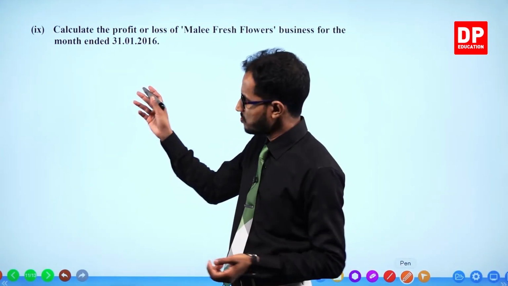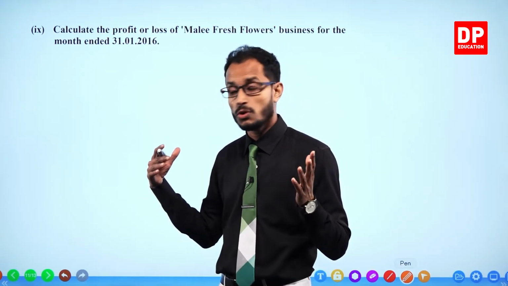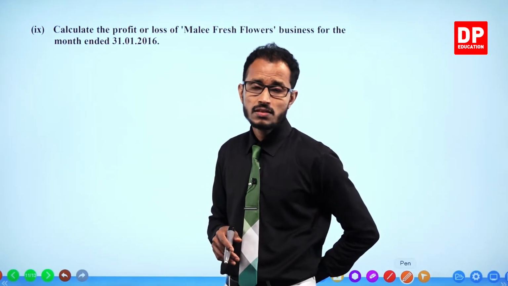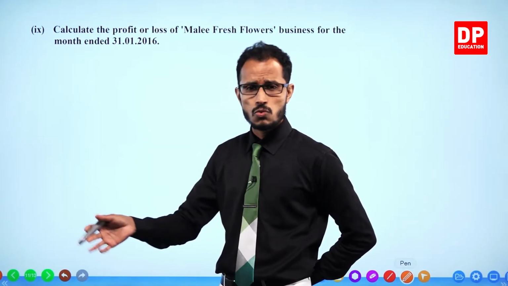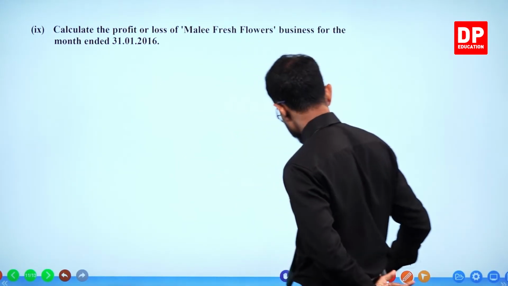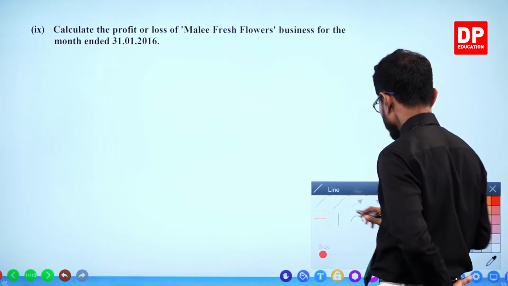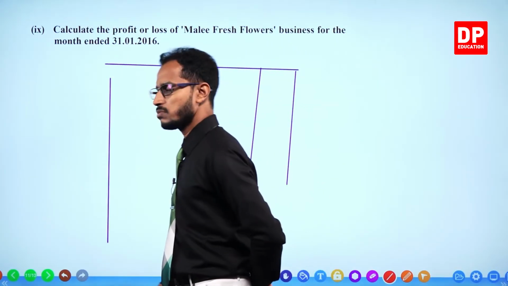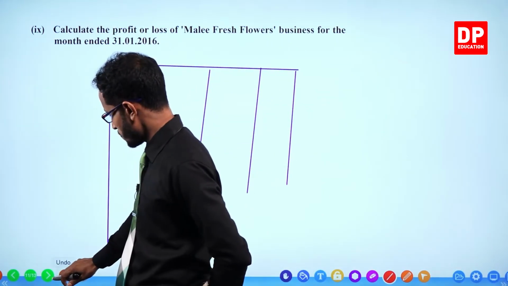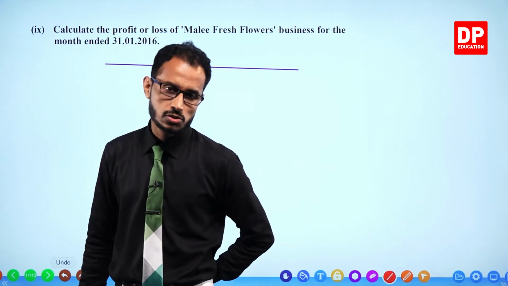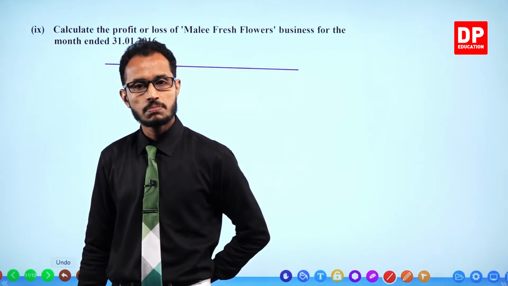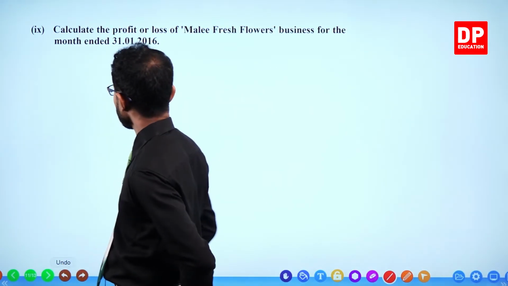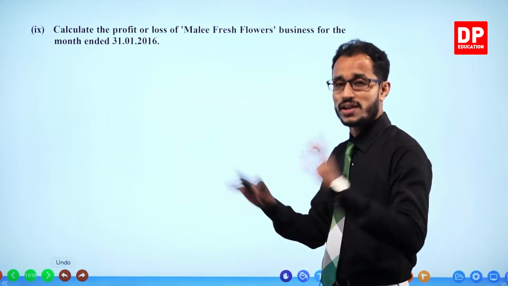Well, you don't have to prepare an entire profit or loss statement here. You don't have to prepare an entire full statement of profit or loss, like drawing the formats. Who says? You don't get marks to draw the statement or for the format of the statement. All right, you don't get marks. Just do a rough calculation, very quick calculation.